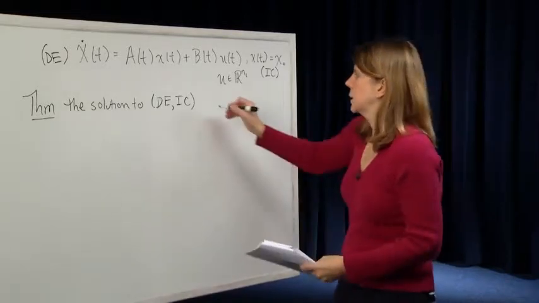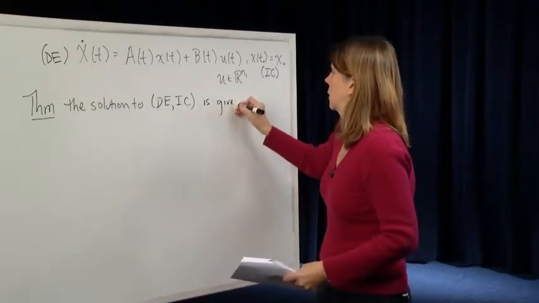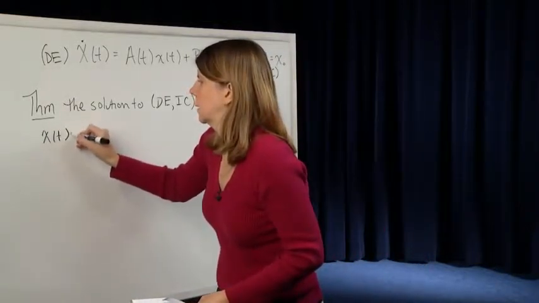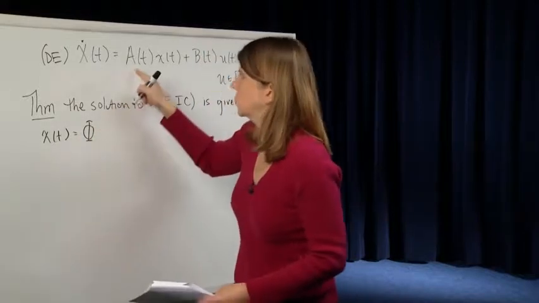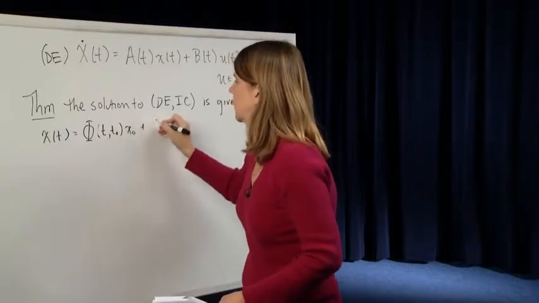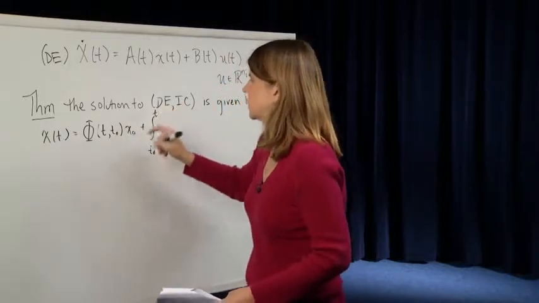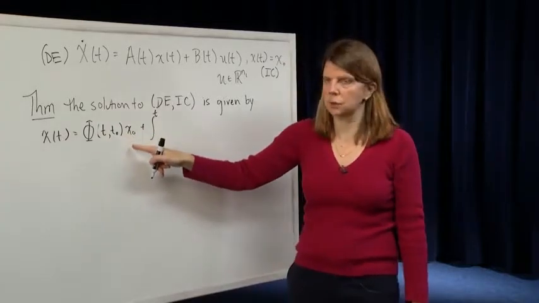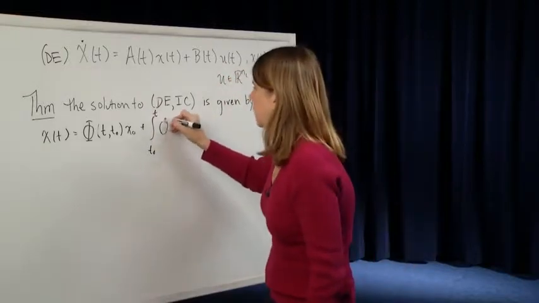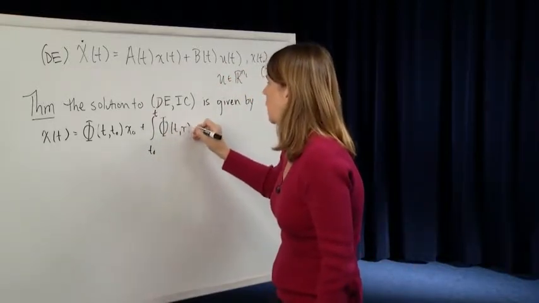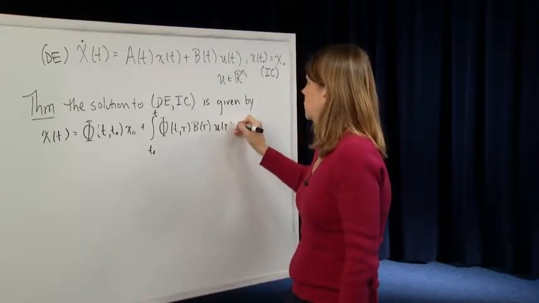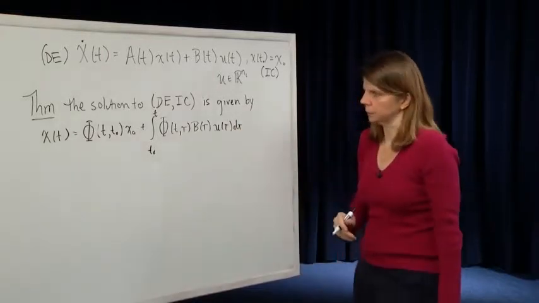So the solution to that is given by the following: x of t is equal to the state transition matrix for A, phi of t comma t0 times x0, plus the integral from t0 to t. So this is the contribution to the solution from the initial state. And now we have the contribution from the input, phi of t comma tau, B of tau, u of tau, d tau. So tau here is our dummy variable of integration.